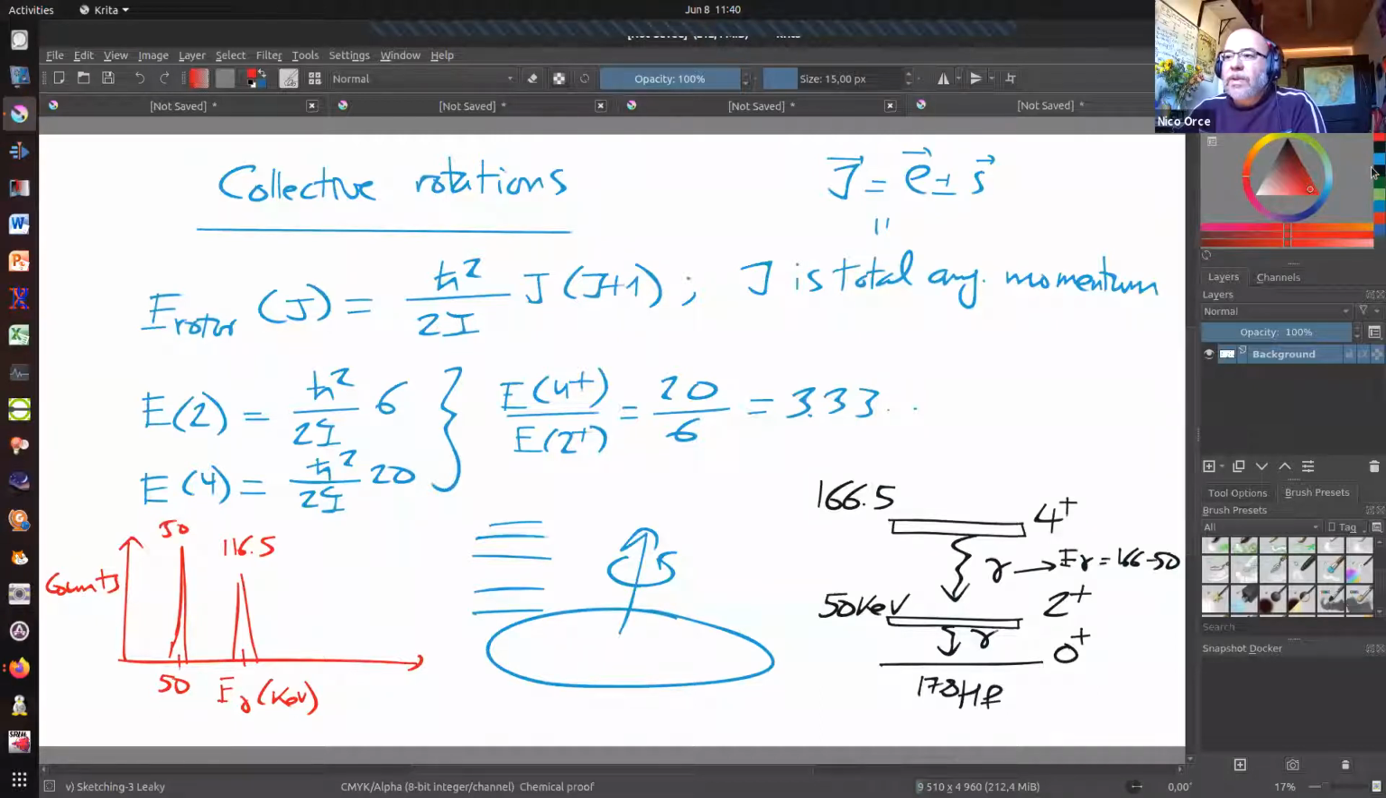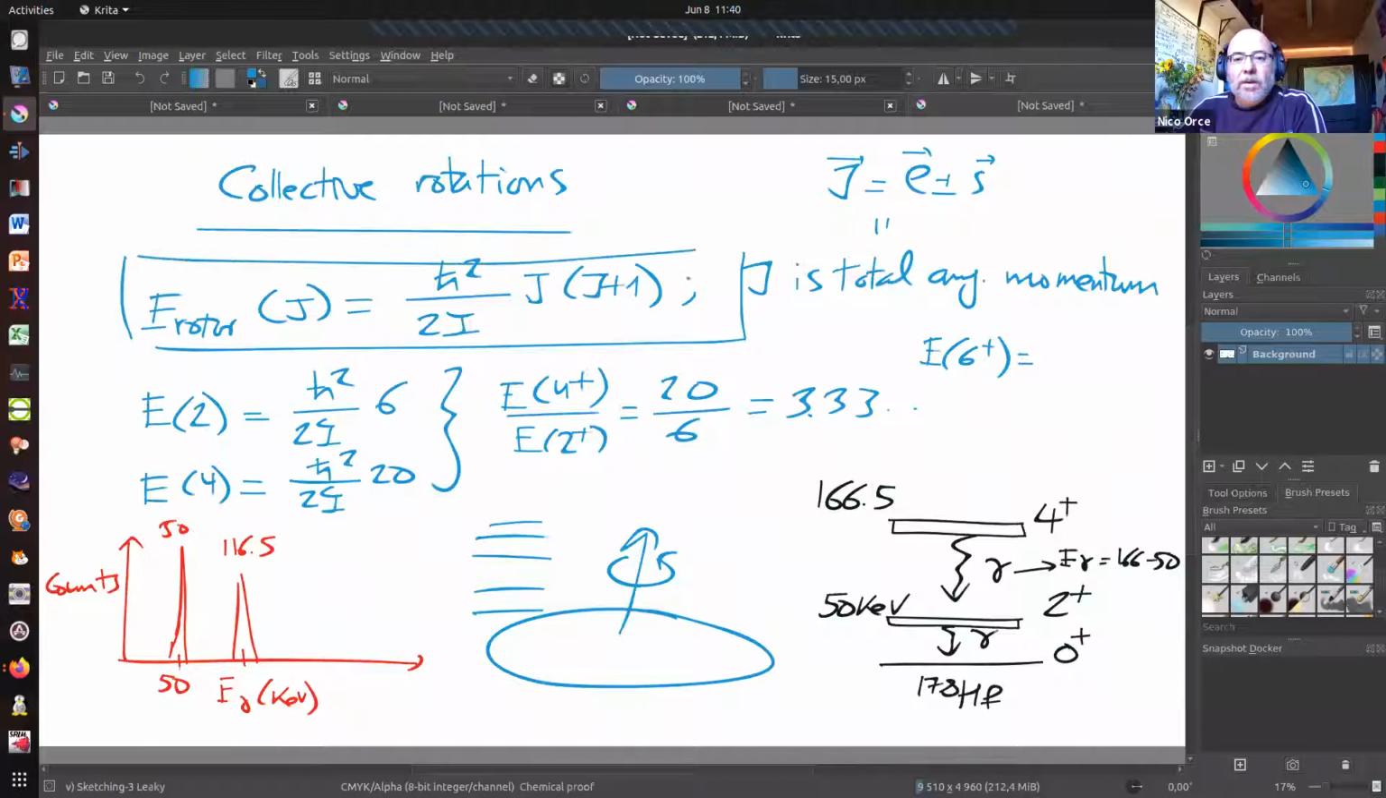And now we want to see what happened. For instance, we can do the same thing for the 6 plus, right? We can say that the energy of the 6 plus will be equal to this, the general formula right here. So the energy of the 6 plus will be 6 times 7, 42. So it will be h bar squared over 2 times the moment of inertia times 42, right?